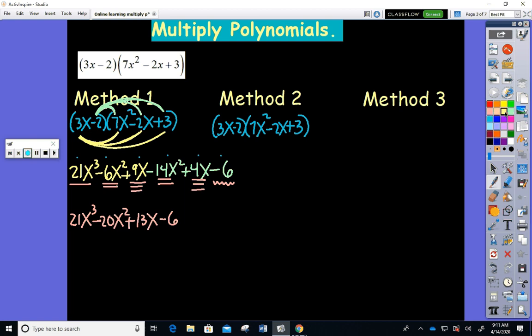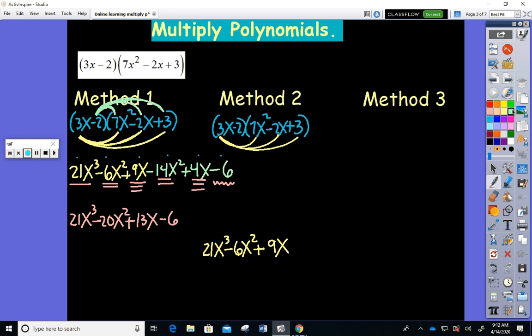So we're going to do the same thing, but just arrange our terms a little different. So first times first, 21x cubed, this part's not changing. First times second, negative 6x squared. First times third, plus 9x. Now, every time that you move to a new term in the first set of parentheses, you're going to make a new row of work.